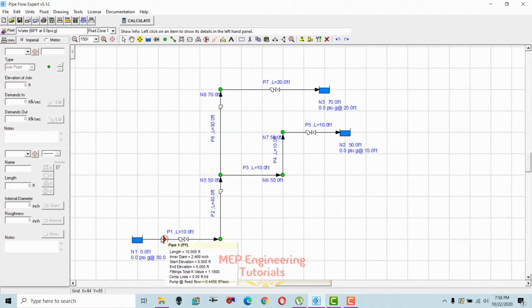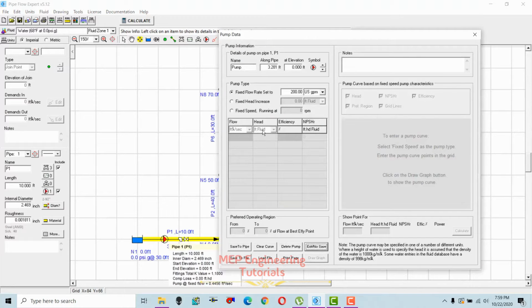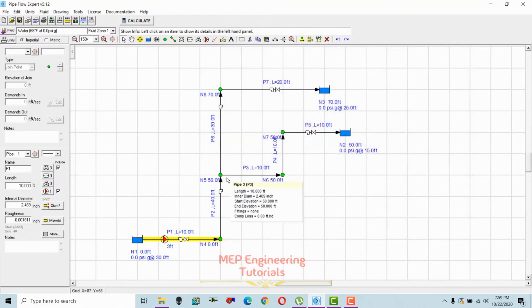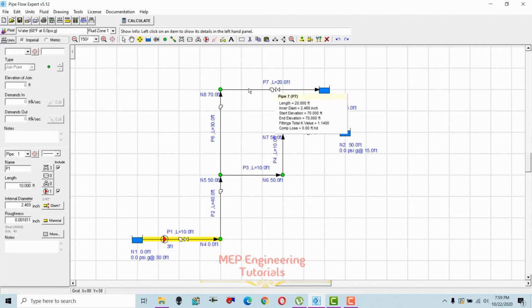I have to add the flow control valve for this one. We said that total demand, let's say we got total demand is 200 GPM for this pump. So you can see that. Let's say we calculated 80 GPM for this tank 2 and 120 GPM for tank 3. So we have to place a flow control valve so that 80 GPM will flow to this path and 120 GPM will flow to this path. So I'm gonna add some component in here.